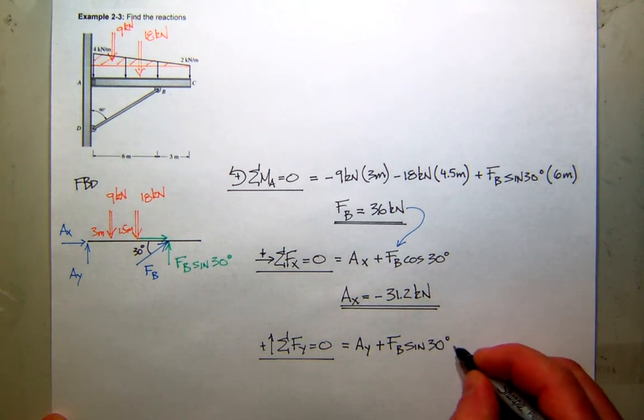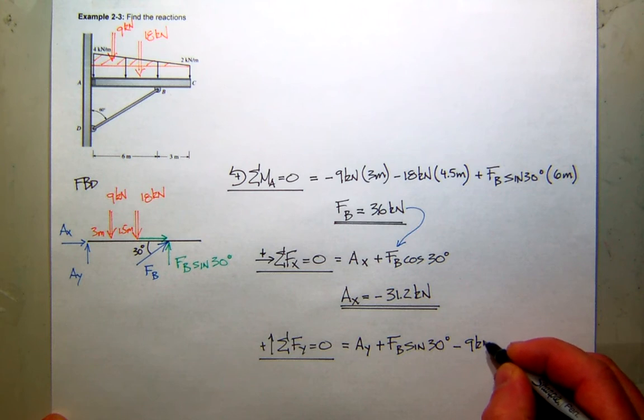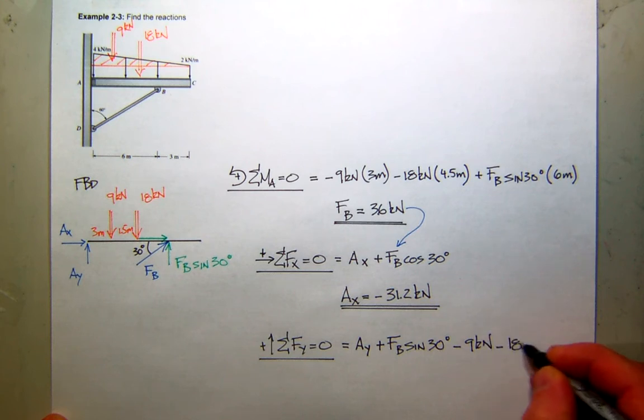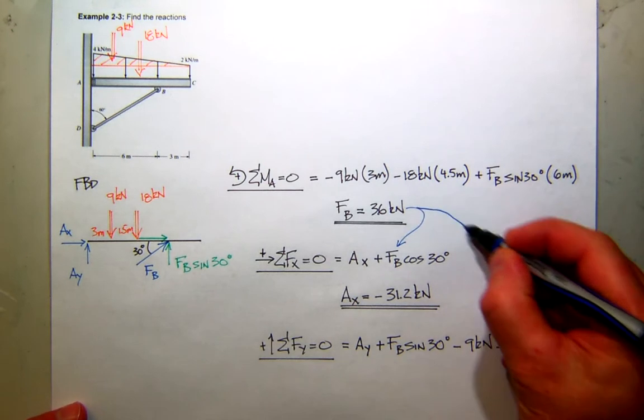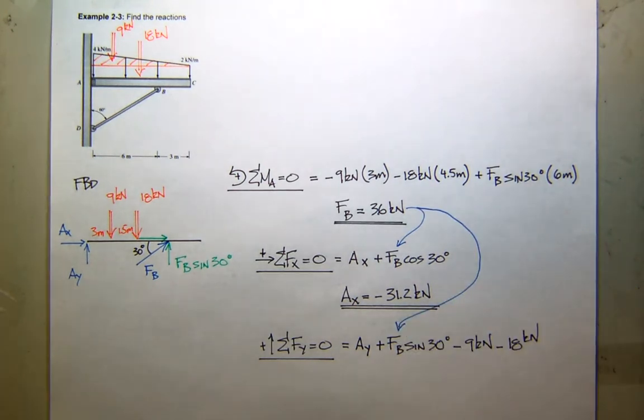And then now I get minus 9 kilonewtons, minus 18 kilonewtons. And again, I know FB. Put that right in there. Looks like AY is equal to what? 9. It's 9 positive? I think so, right? Yes. Yep.